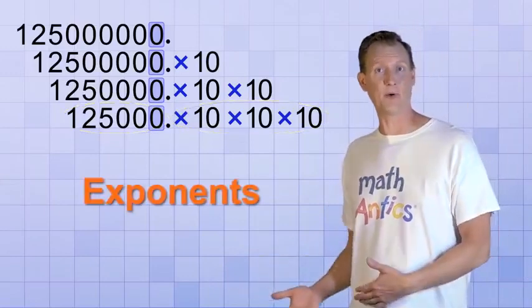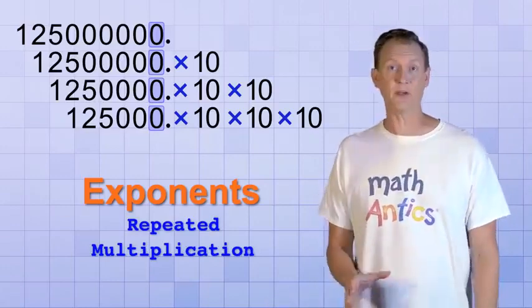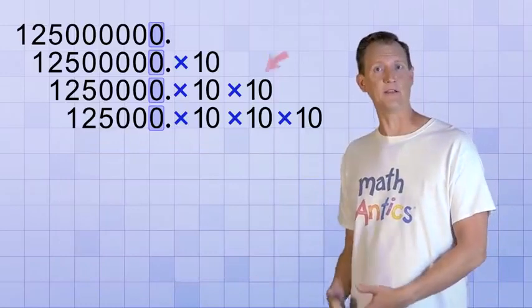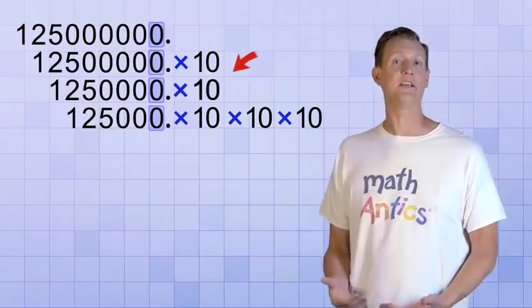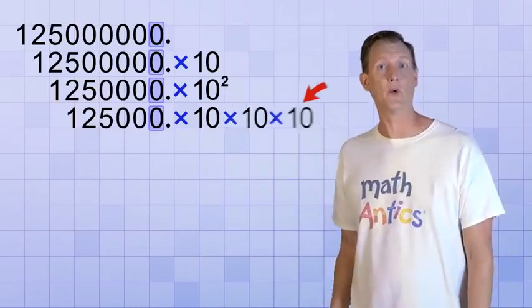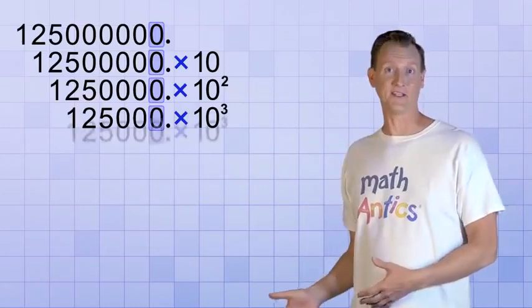Do you remember that exponents are a way of writing repeated multiplication? If you don't, then be sure to watch our videos about them before moving on. Instead of writing 10 times 10, we can write 10 to the second power. And instead of writing 10 times 10 times 10, we can write 10 to the third power. That's much better. Now we can continue on.